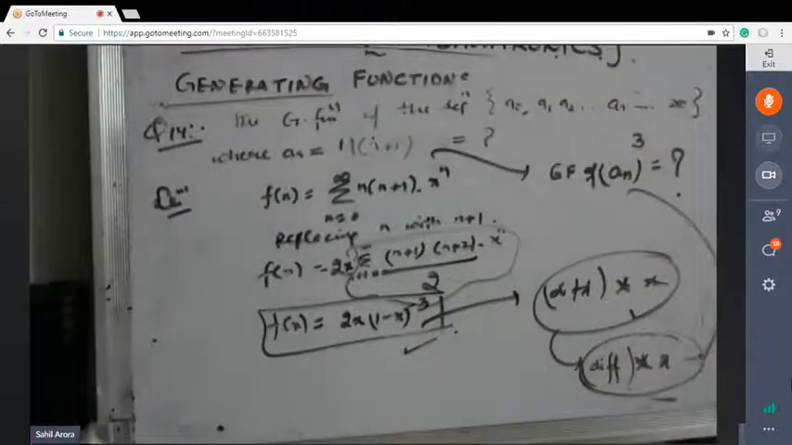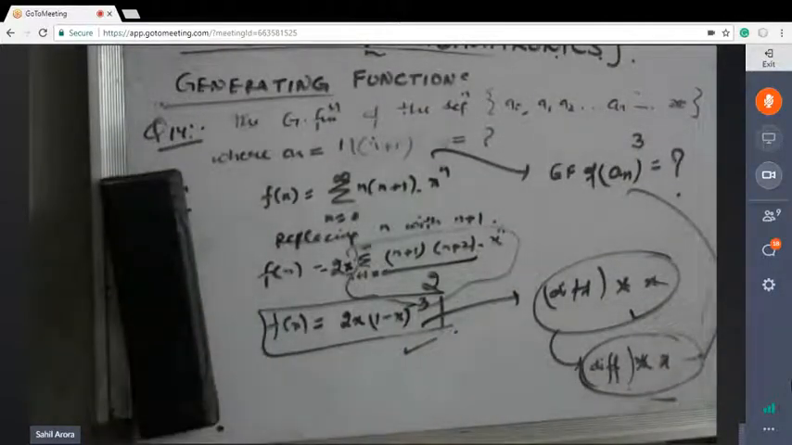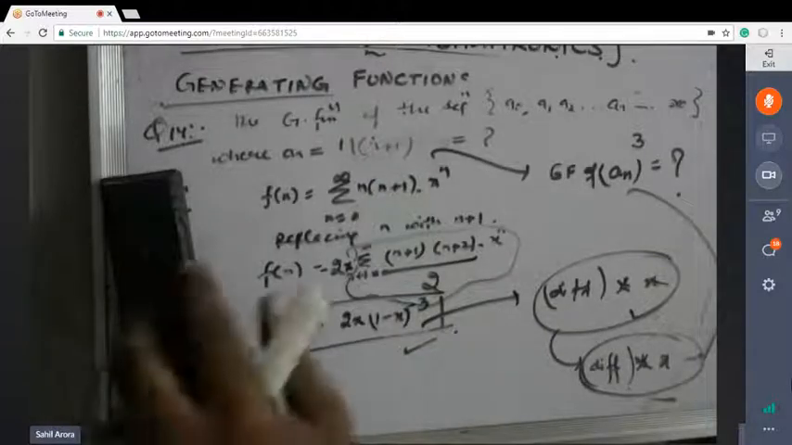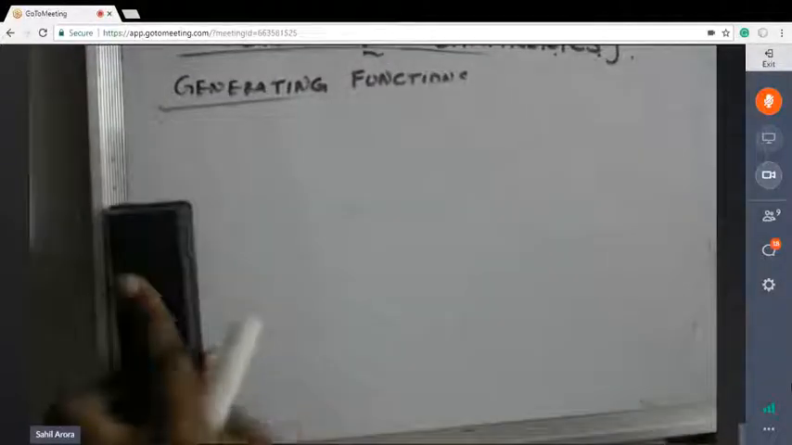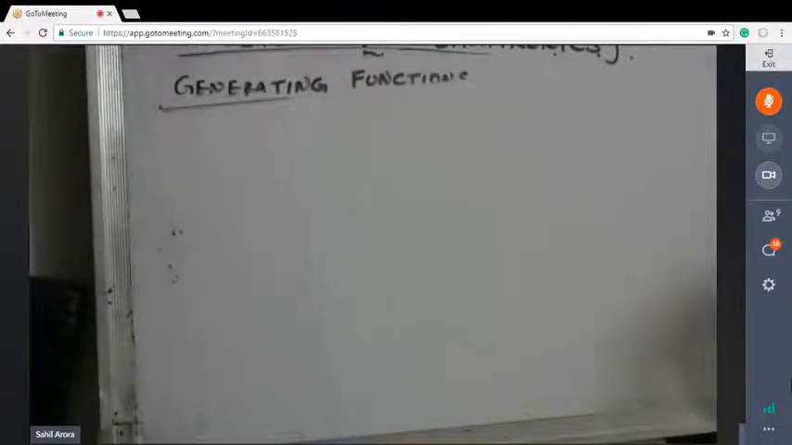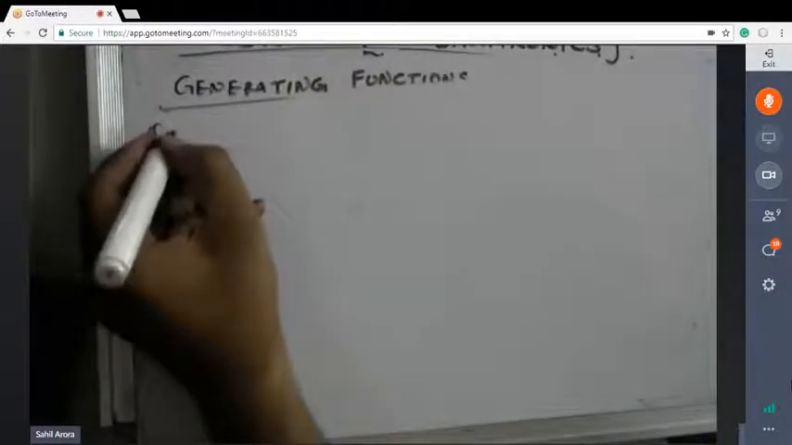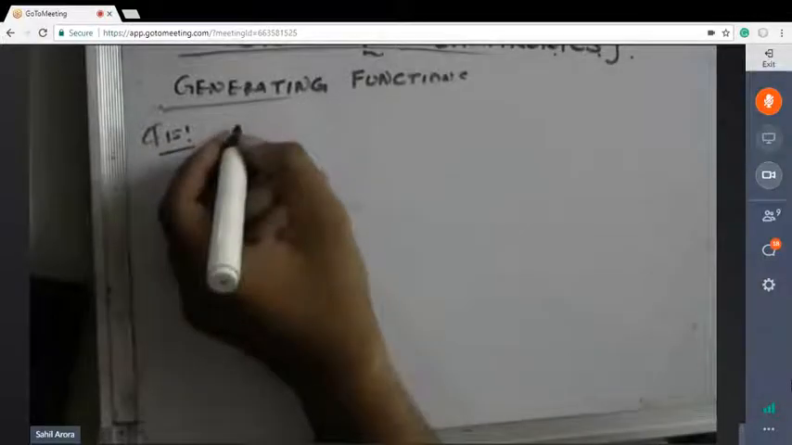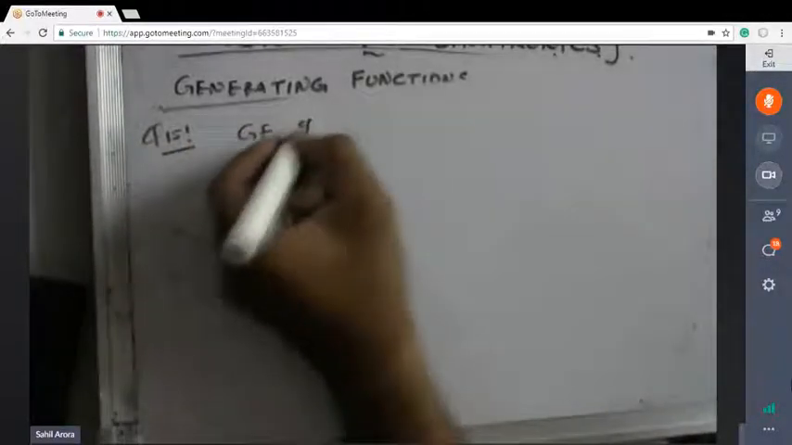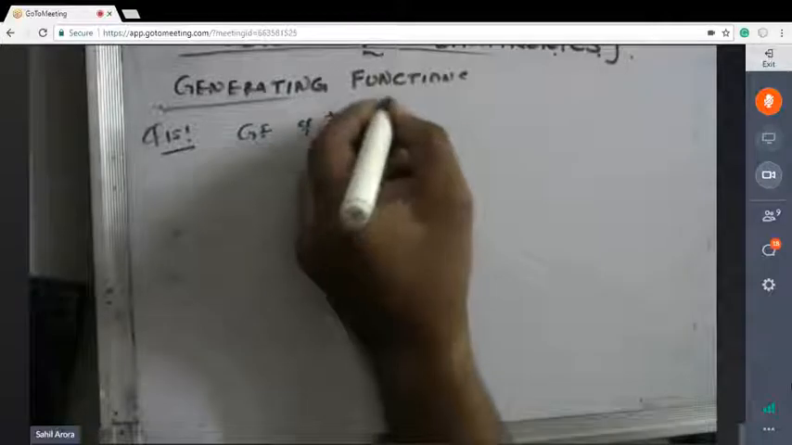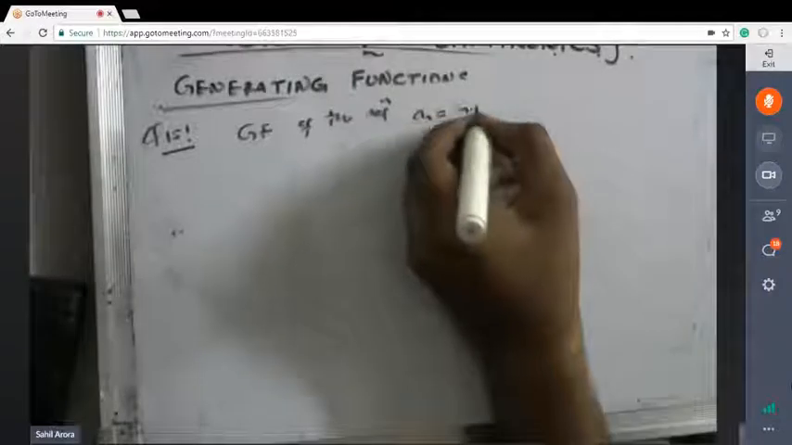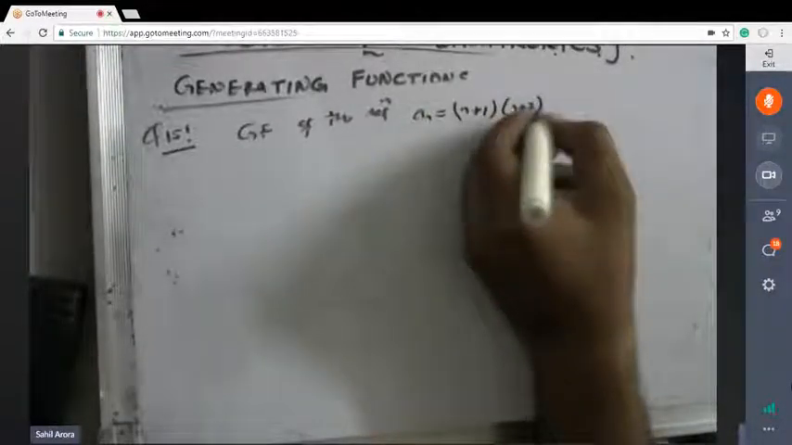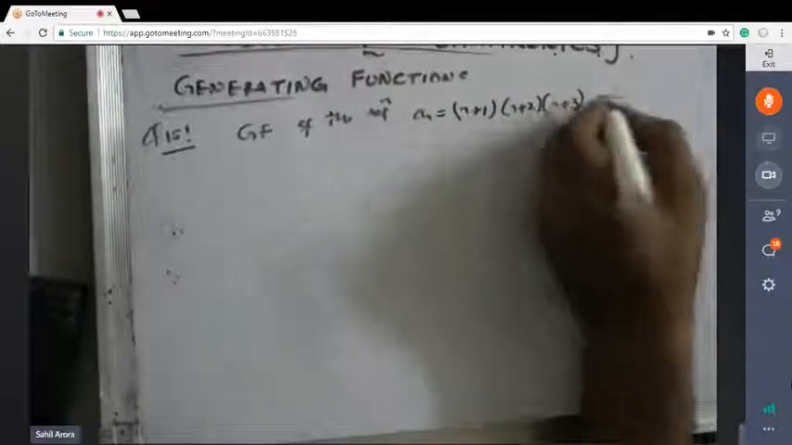Okay, so let's jump over to the next part. The next question, question number 15, I guess, says: find the generating function of the sequence where a of n is equal to n plus 1, n plus 2, n plus 3.